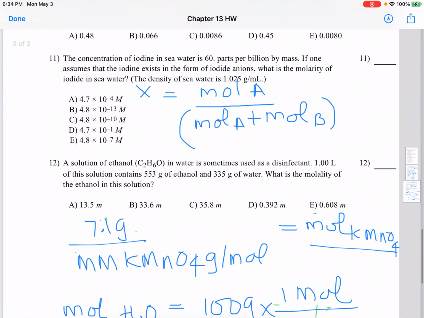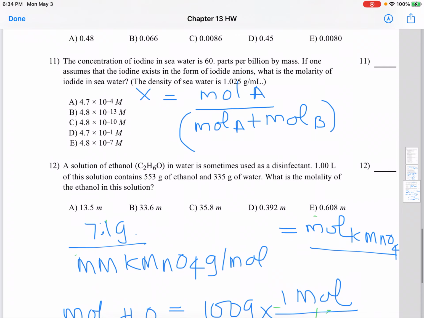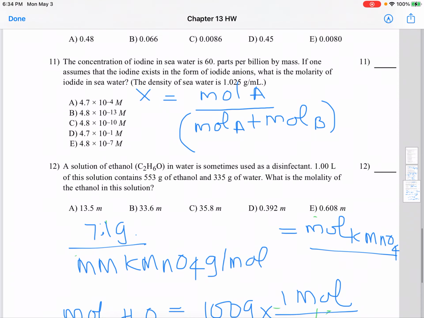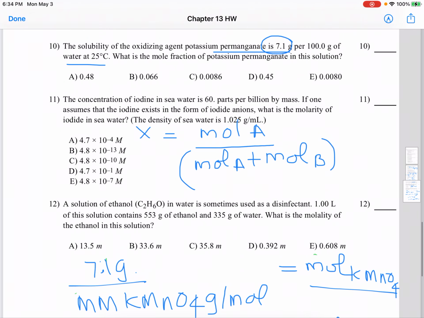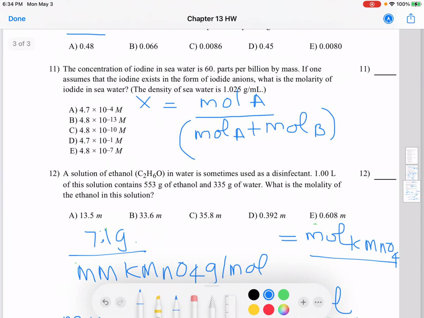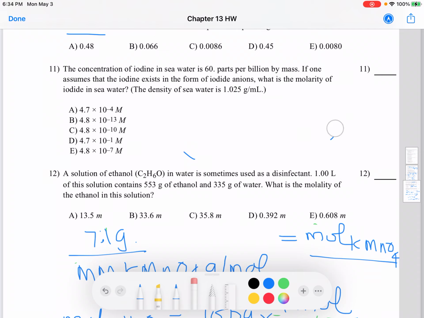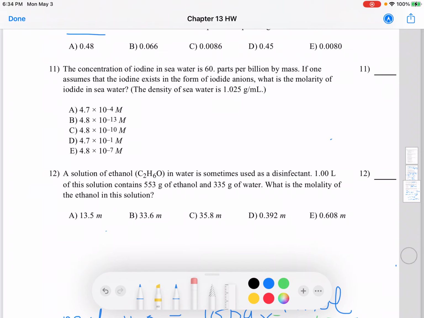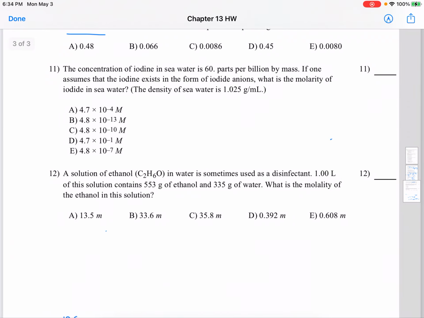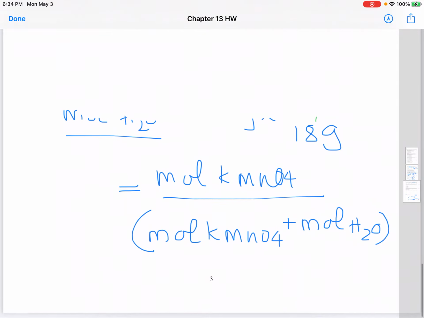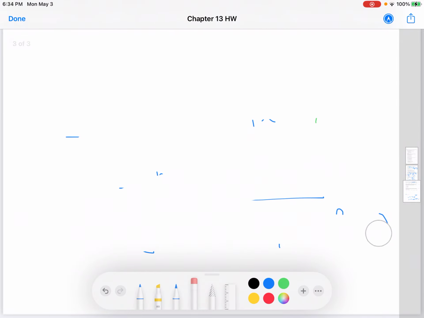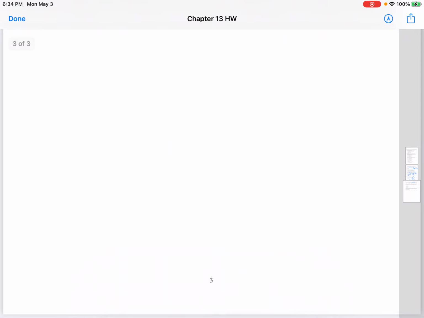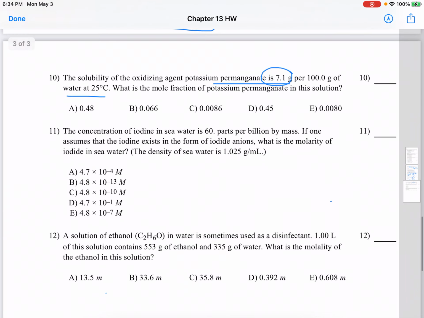That is number 10. Number 11, the concentration of iodine in seawater, 60 parts per billion by mass. Let me erase this so I can use this space. It's given in parts per billion. Do you know what is parts per billion? What is billion? How many digits are there for billion? Is it 6 or 9? Million is 6, right? Billion is 9.